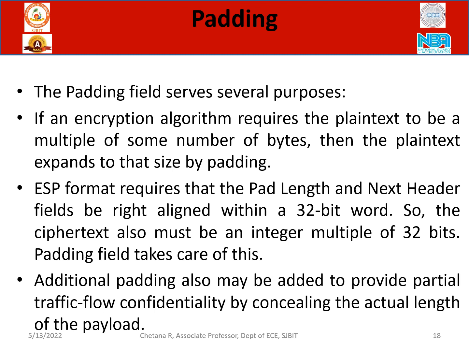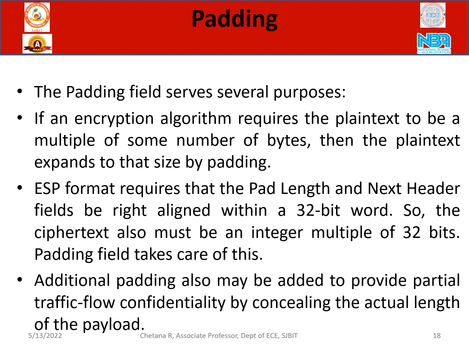The ESP format requires the pad length and next header fields to be aligned within the 32-bit word. So the ciphertext must be an integer multiple of 32 bits. The padding field takes care of this. Whenever we are bringing the content together in ESP, it is the message, the padding, the padding length, and the header fields. All these are put into one shell. When you are doing so, it should be a 32-bit word. It should be aligned to that particular format. If that is not happening, padding will take care of it by adding the extra bits.